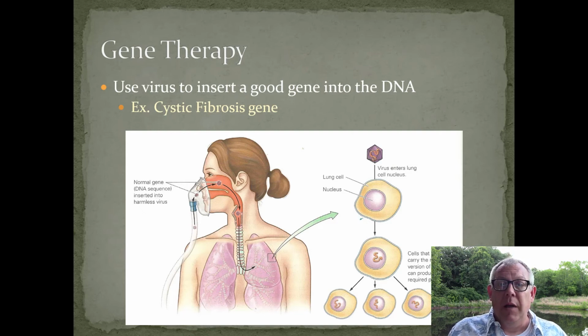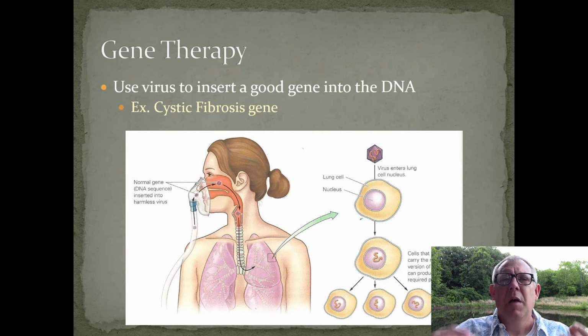Viruses can accidentally insert genes into the DNA. Well, can we use the virus on purpose? An example of this is the cystic fibrosis gene. People who have cystic fibrosis have a defective transport gene for moving ions across a membrane, I believe. They can't transport salts and ions very well, if I remember right. Don't quote me on this.